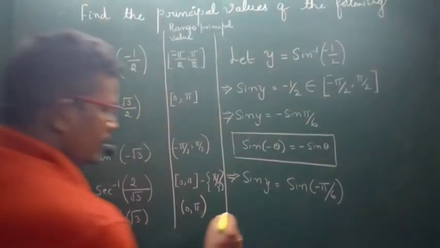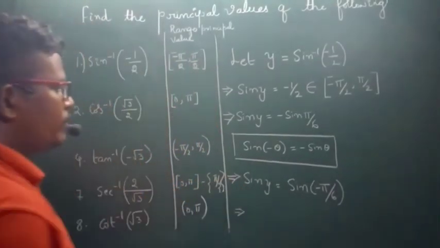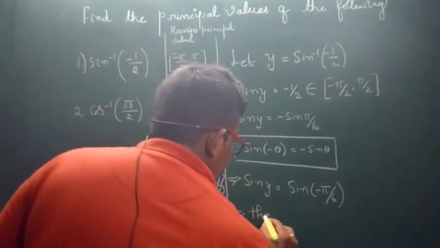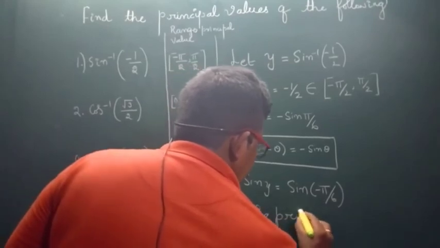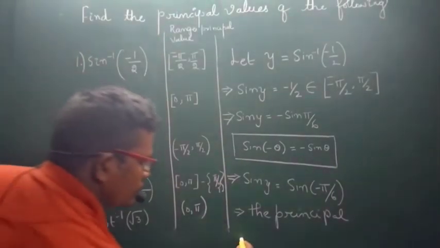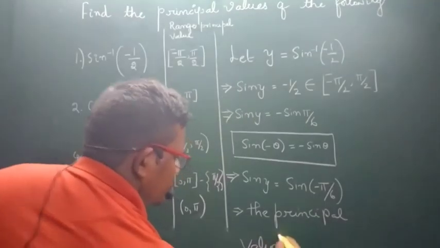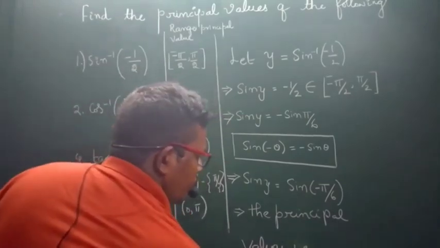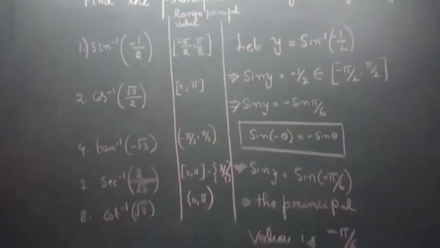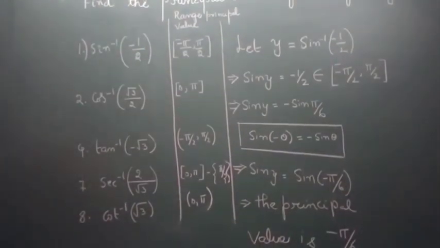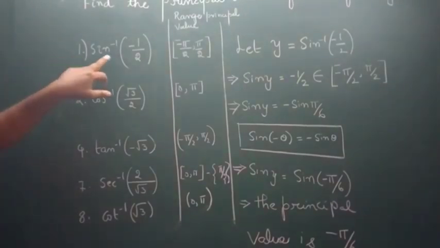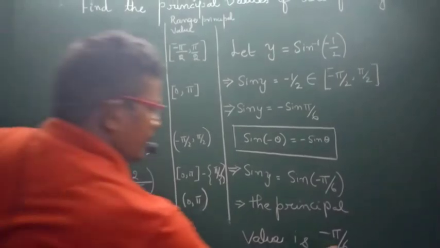So this implies the principal value is minus pi by 6. So this is about the first question. The principal value of sine inverse minus 1 by 2 is minus pi by 6.